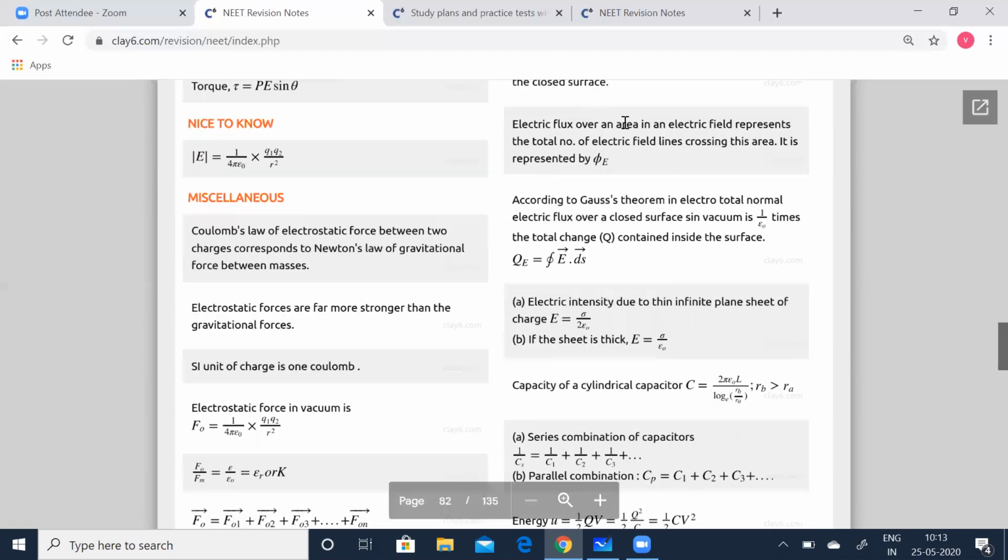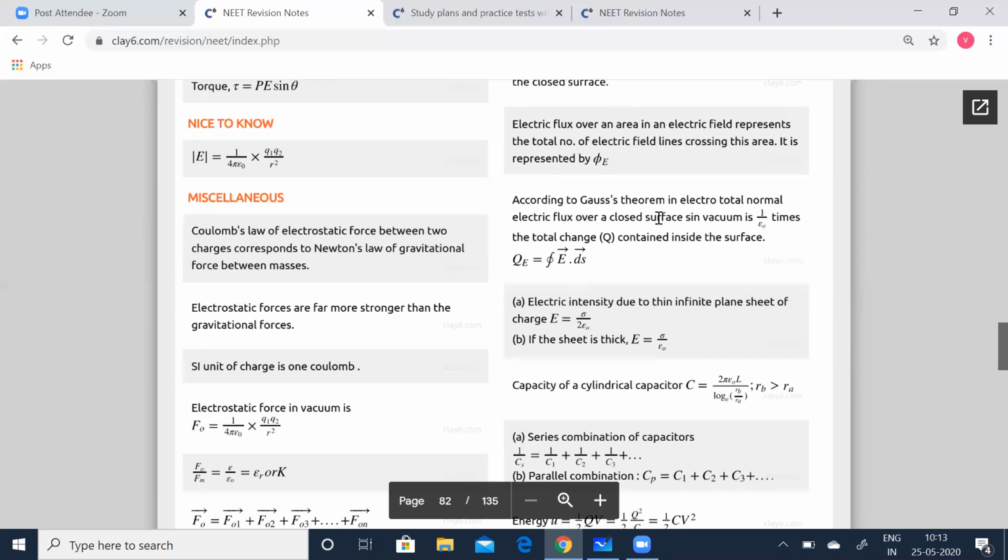Electric flux over an area in an electric field represents the total number of electric field lines crossing this area. It is represented by phi E. Don't confuse electric field and electric flux. Electric flux is the electric field lines, so it is the strength of the field.